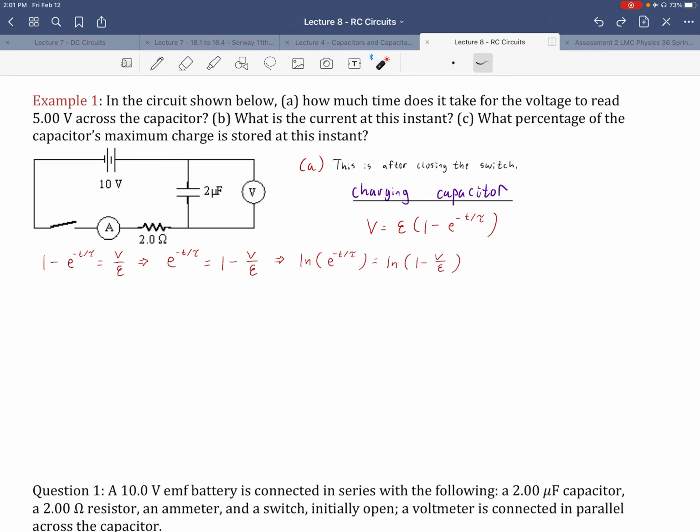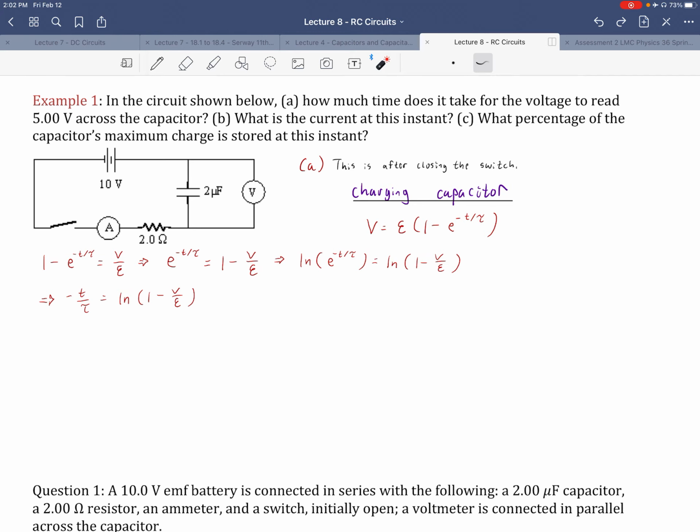So how do I go about doing that? Well, I take the natural log of both sides. I'm showing every step here. In future examples, I won't. If I take the natural log of both sides, these inverse functions will undo each other, and I'll just be left with the exponent, negative t over tau.